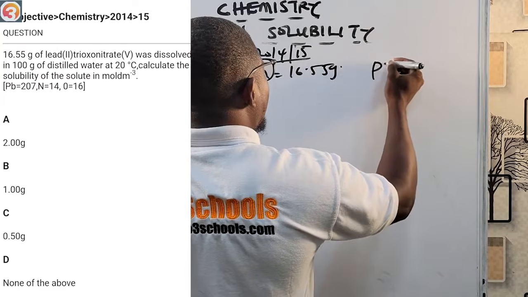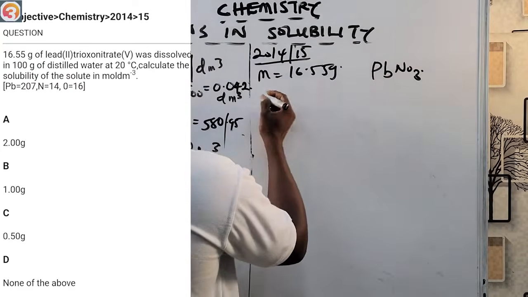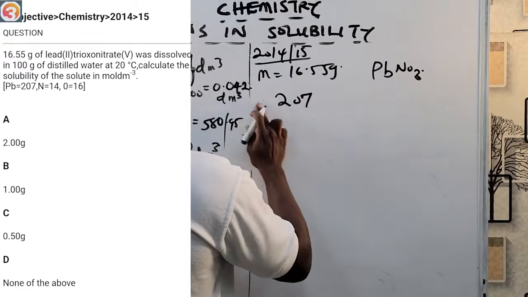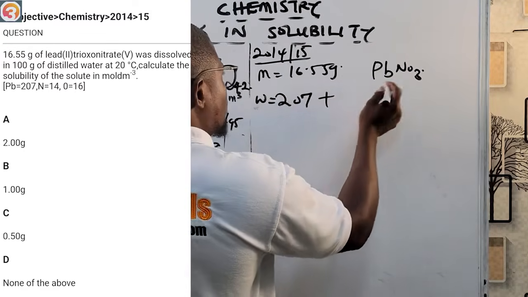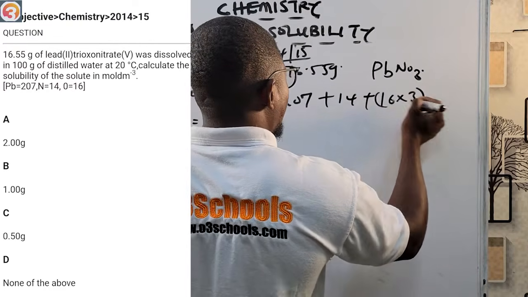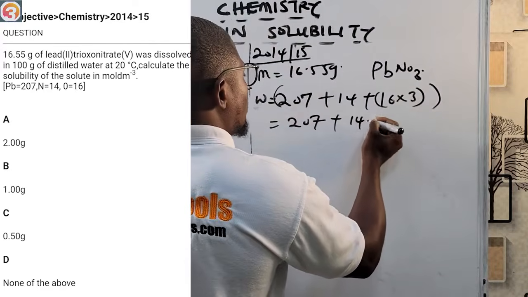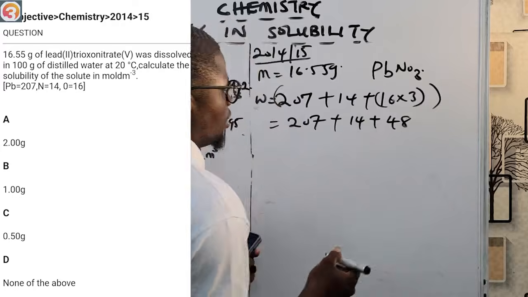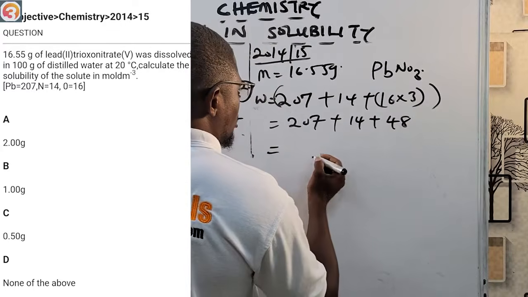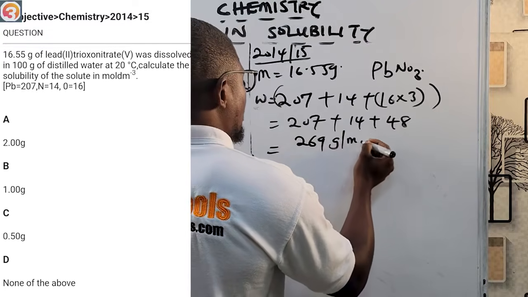That is Pb(NO3)2. Okay, molar mass of Pb(NO3)2. From there, I give Pb to be 207. That is molar mass W. 207 plus N is 14, plus 16 times 3. So I got 207 plus 14 plus 48. If you add these two, that will give you 62. So 62 plus 207, that is 269 gram per mole.